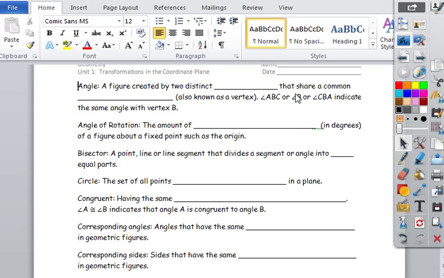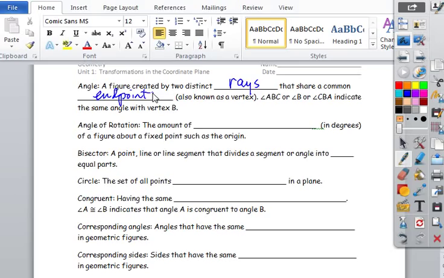All right. Just going to go through these definitions. First one says an angle is a figure created by two distinct rays that share a common endpoint that is also known as the vertex. And if you look up here, you see the different ways we can name an angle. Angle ABC, angle B, and angle CBA are all the same thing.